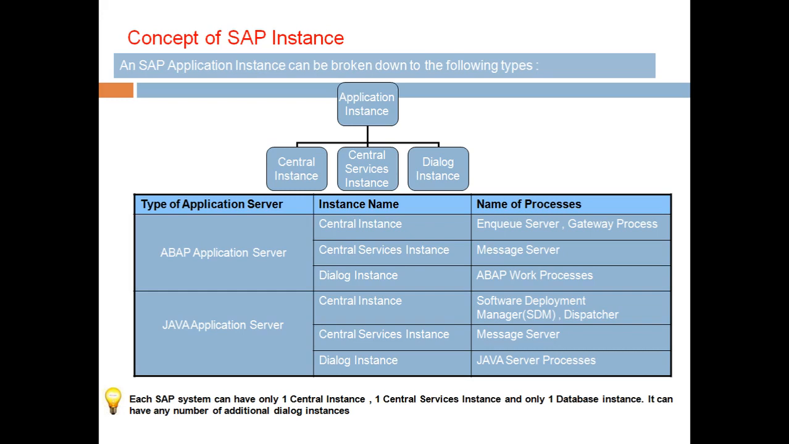So here in the Java application server, what are the processes running in the central instance of Java? Software deployment manager and dispatcher. Okay, so these two are the processes running under the central instance of the Java application server. And similarly, in the ABAP application server, what are the processes running under the central instance? Enqueue server and gateway process. And in the central services instance, what are the processes running? Message server. Same for ABAP as well as for the Java application. Okay, the message server basically asks the dispatcher to allow all the work processes.